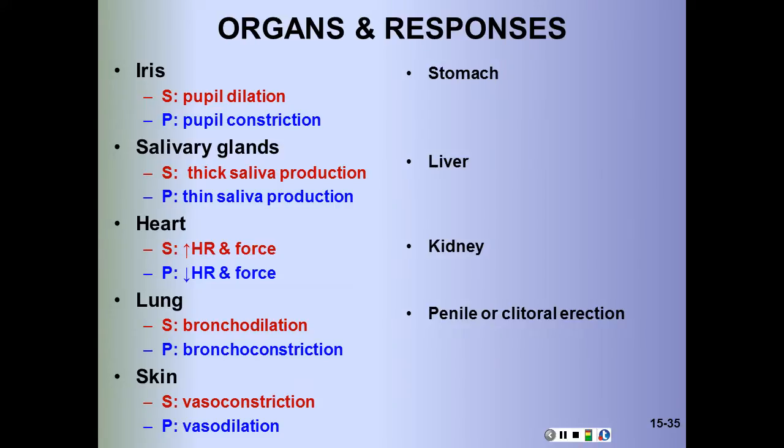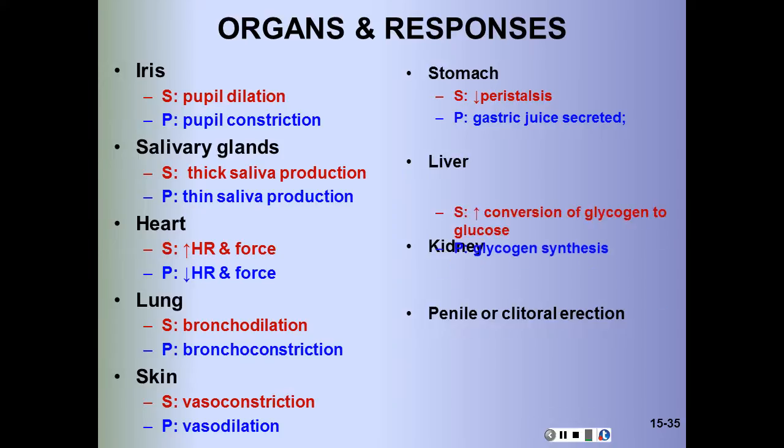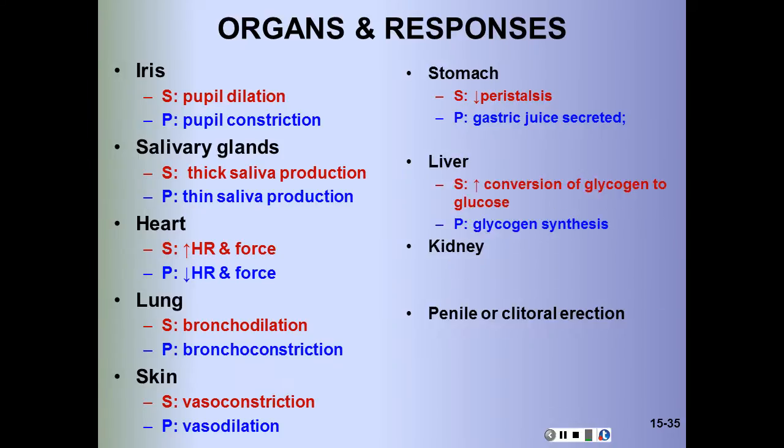For the stomach, what do you think will happen? We'll have decreased peristalsis, and with our parasympathetic, we'll have gastric secretion of our gastric juices. With our liver, we have an increased conversion of glycogen to glucose. So if you're running away, of course you're going to need more glucose to be converted to ATP so that you can get away as fast as you want to get away. So that glycogen, which is stored in the liver, needs to be converted to glucose. And for our parasympathetic, we have glycogen synthesis.